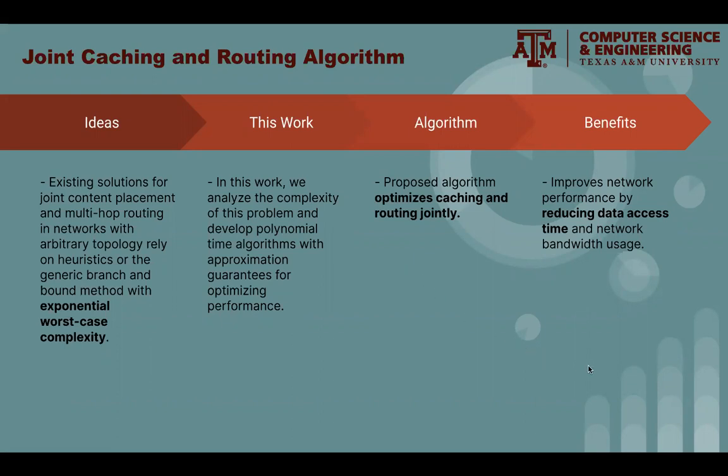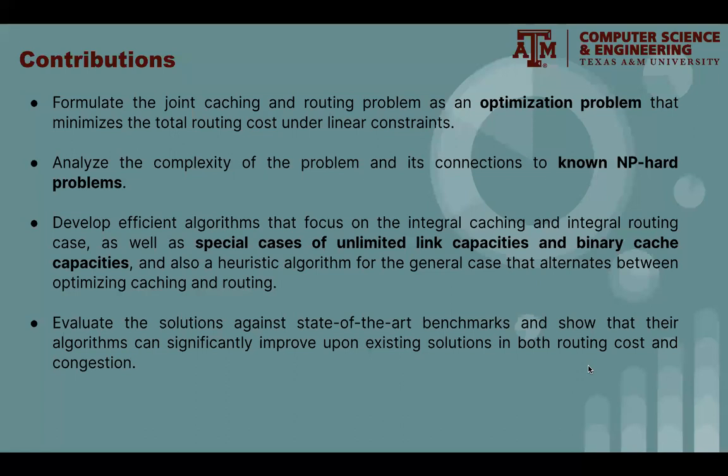the network model. All right, so here are the contributions that the authors claim in this paper. There are four sections. The first one: they formulate the joint caching and routing problem as an optimization problem that minimizes the total routing cost under linear constraints. Then they analyze the complexity of the problem and its connection to NP-hard problems.